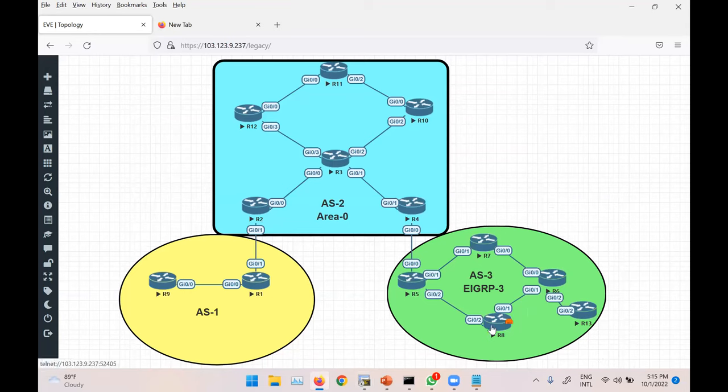So this way you can troubleshoot the EIGRP problem in your network. First, you have to check the physical connectivity, you have to check the interface IP, you have to check the K values, you have to check the autonomous system number, you have to check the authentication type. So one by one, you have to check, and this way you can troubleshoot the EIGRP problem in your network.